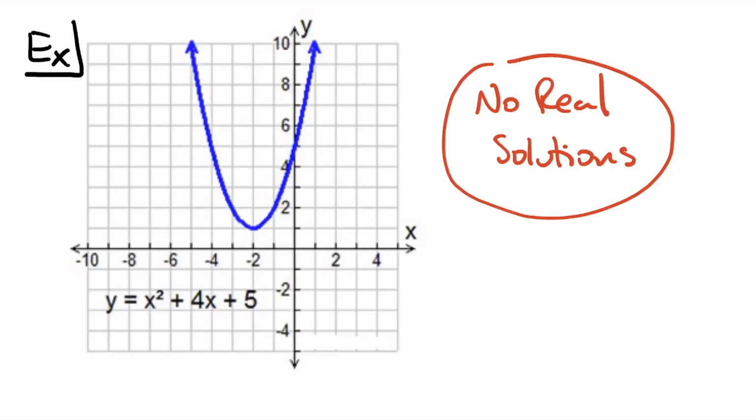So basically just three quick examples here of how you can go about finding the solutions to a quadratic by graphing the quadratic and looking at those x-intercepts.